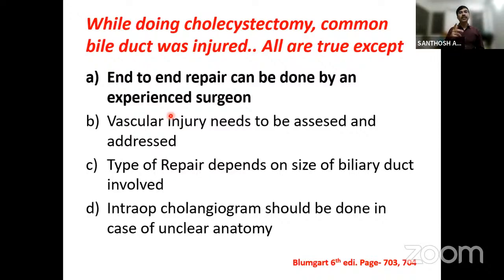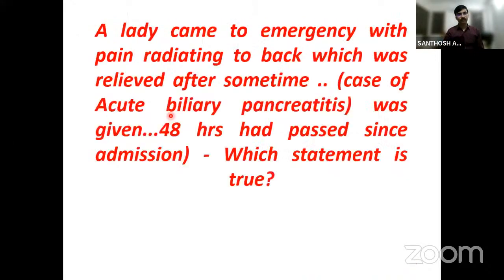But whenever the vascular injury has happened in an acute setting, we may not know the extent of the vascular injury's implication on the bile duct. So if we don't consider that and do end-to-end repair, there are chances of stricture formation. Vascular injury means injury to the RHA. The usual vascular injury which accompanies CBD injury is the RHA.